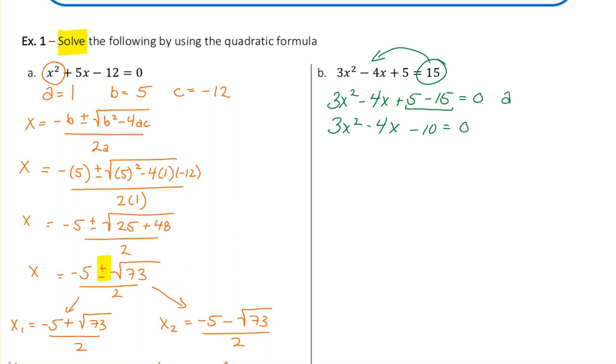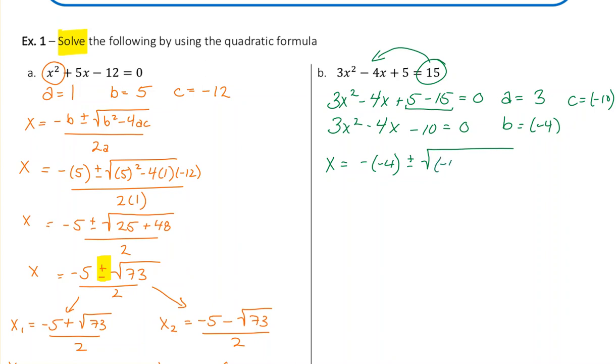Again, let's identify our a, our b, and our c value. Well, a here is 3, b is negative 4, and c is negative 10. I'm going to jump right in and substitute those values into the quadratic formula. So, negative 4.